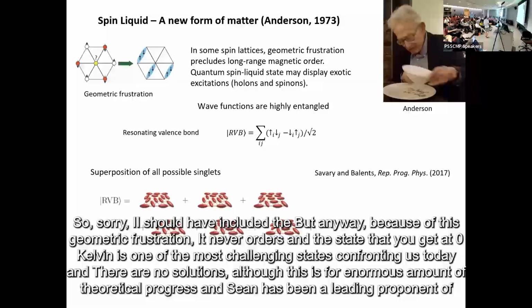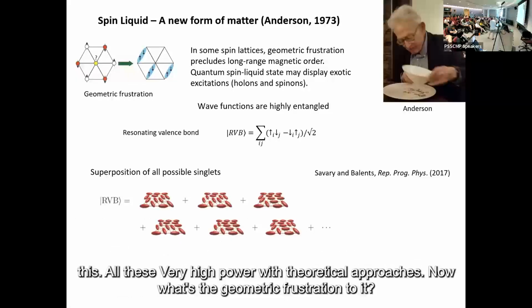But anyway, because of this geometric frustration, it never orders. And the state that you get at 0 Kelvin is one of the most challenging states confronting us today. And there are no solutions, although there's an enormous amount of theoretical progress. And Xiao Gang has been a leading proponent of this, all these very high-powered theoretical approaches.